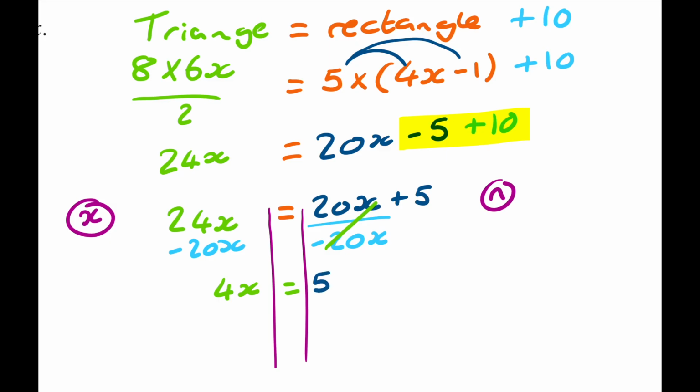We want x and not 4x. You're going to divide by the coefficient, so divide both sides by 4, which therefore means you get x is equal to 5 over 4, or 1.25. The question just asked us to find x. We didn't have to find any of the lengths, so therefore our answer is x is equal to 5 over 4, or x is equal to 1.25.